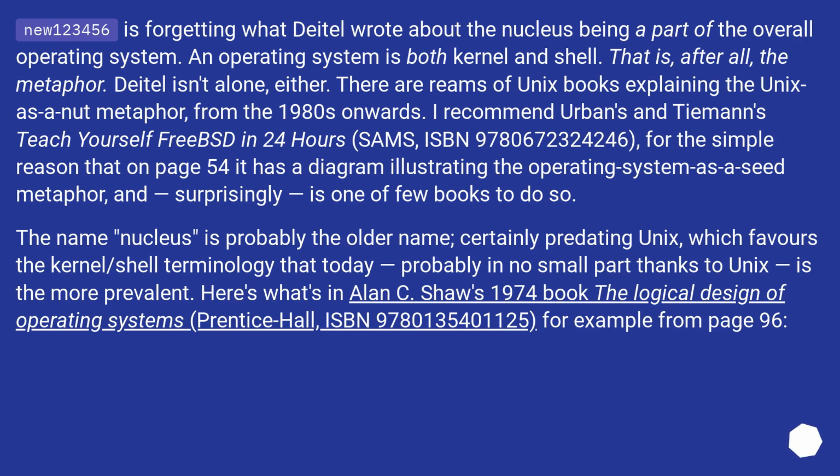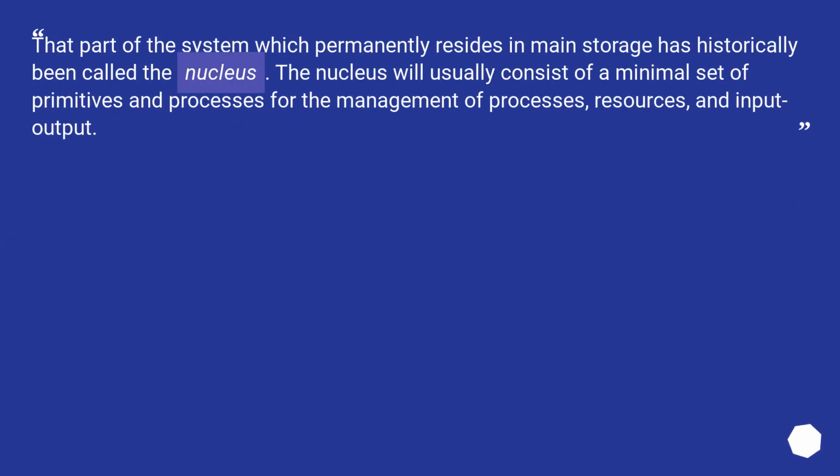Here's what's in Alan C. Shaw's 1974 book The Logical Design of Operating Systems, Prentice Hall, for example from page 96. "That part of the system which permanently resides in main storage has historically been called the nucleus. The nucleus will usually consist of a minimal set of primitives and processes for the management of processes, resources, and input-output."